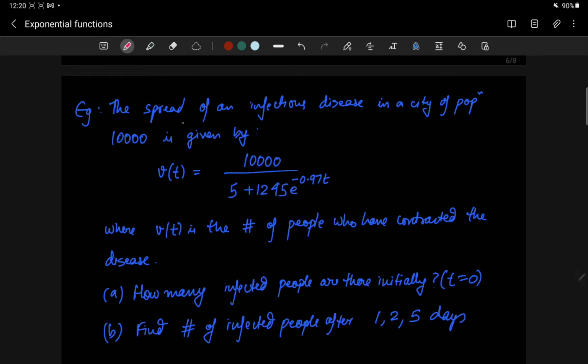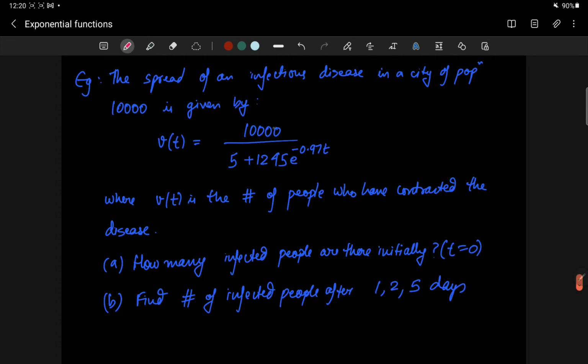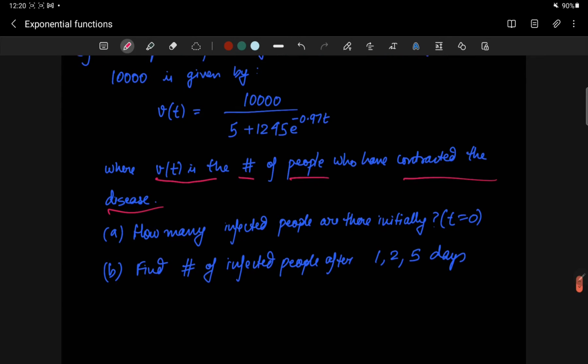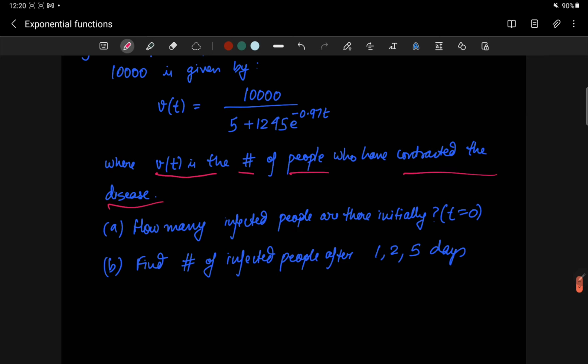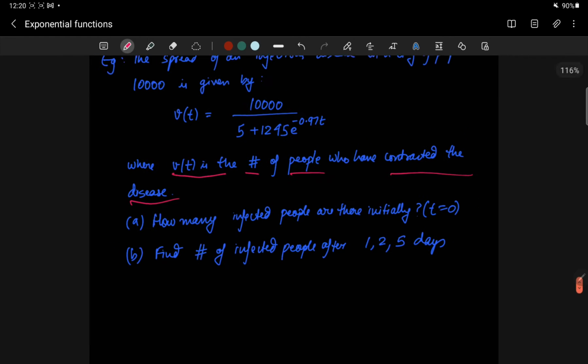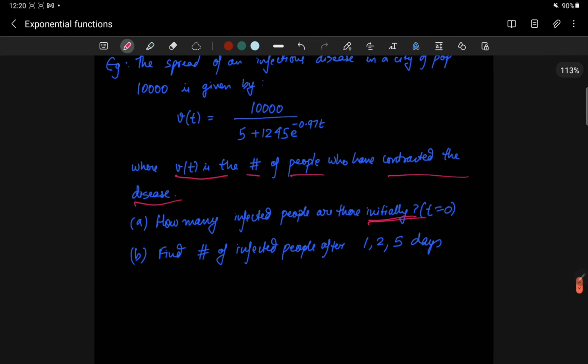Now, one of the models for the spread of an infectious disease in a city of population 10,000 people is given by the following. V(t) is 10,000 over 5 plus 1245 e to the negative 0.97t, where V(t) is how many people have contracted the disease. Part A says, how many people are there initially?